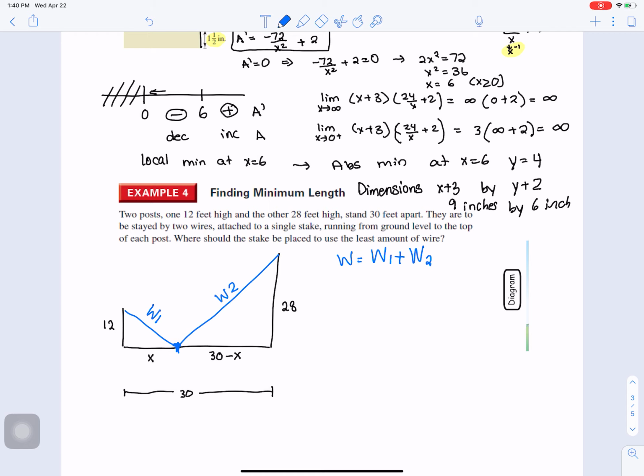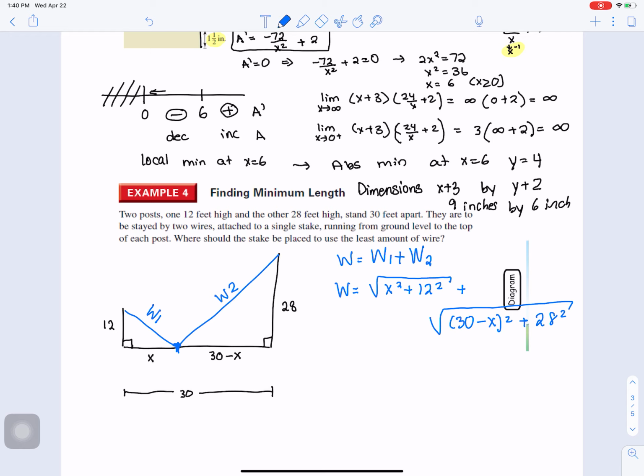Now I need to get that into one variable, and you can see that when I put the stake in the ground and it forms with the horizontal axes, this is at a 90-degree angle, so I can use Pythagorean theorem to represent that. So W equals square root, because I'm looking for the hypotenuse, x squared plus 12 squared, plus W2, which is going to be square root of 30 minus x squared plus 28 squared.